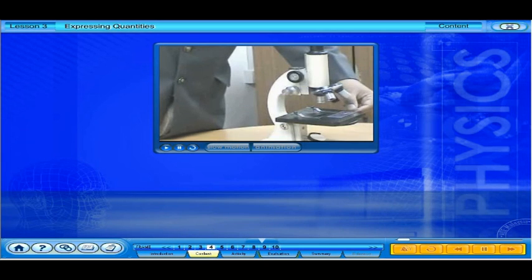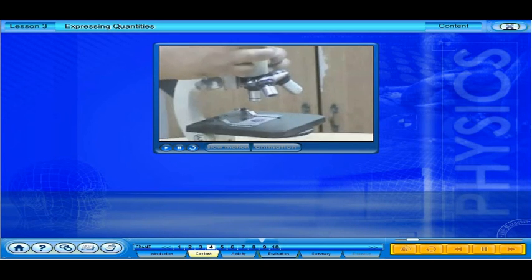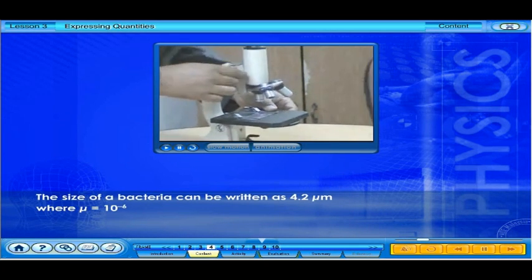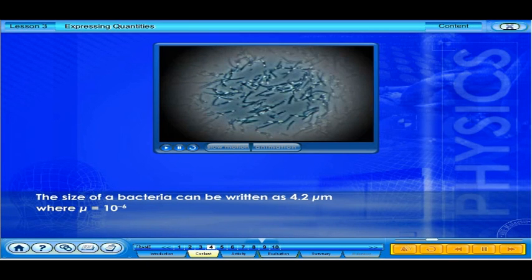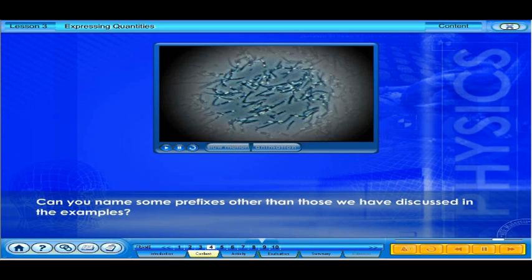Now, let's look at another example. The size of a bacteria can be written as 4.2 micrometer, where micro equals 10 to the power of negative 6. Take note that the prefix used here is micro. Can you name some prefixes other than those we have discussed in the examples?